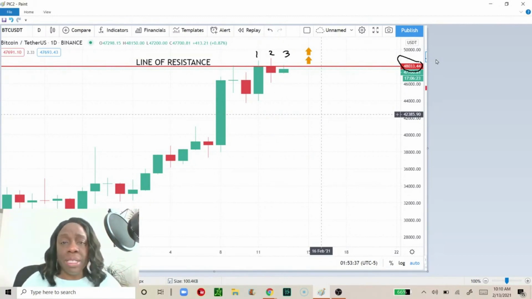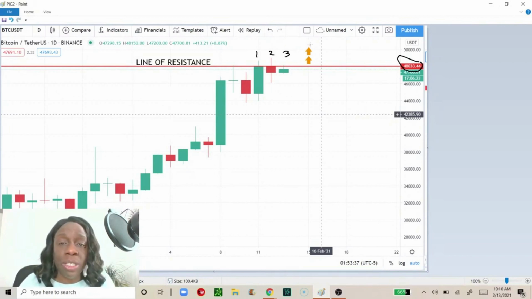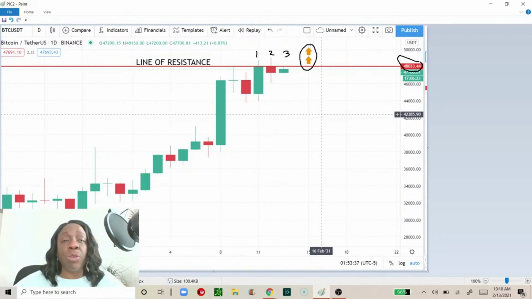So at this line of resistance, it's a tug of war. It's a question of who's going to win. When the buyers can outnumber the sellers, then price is just going to break out through the line of resistance, and that is always good. Now, I'm going to go to the third chart, because the fact that price action breaks above the line of resistance is not a good enough reason to enter a trade.